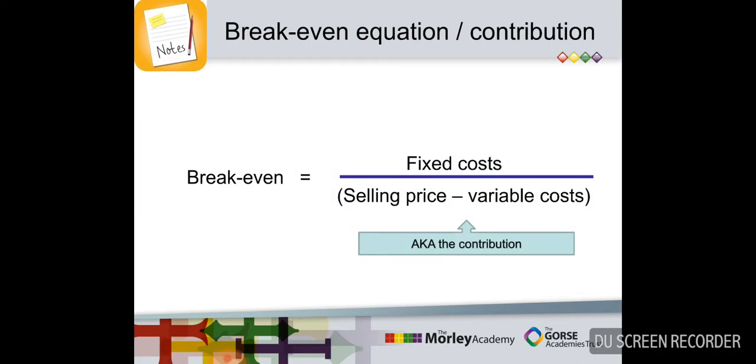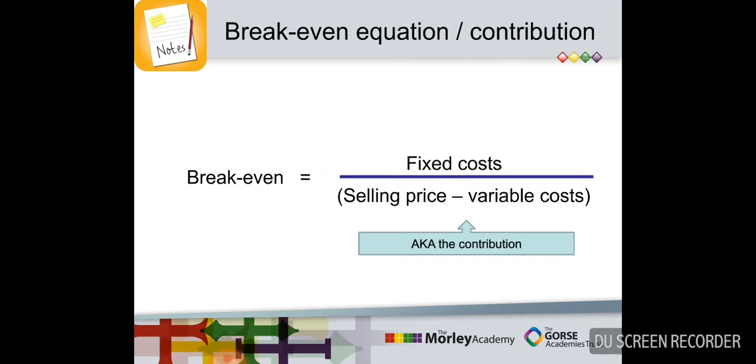Right, this is just something that you have to know. This is normally worth 3 marks in the exam. Break even equals fixed costs divided by selling price minus variable costs. So in the exam it would be a wordy question. They would give you the selling price, the variable costs and the fixed costs for the business, and they would expect you to work out the number of units.